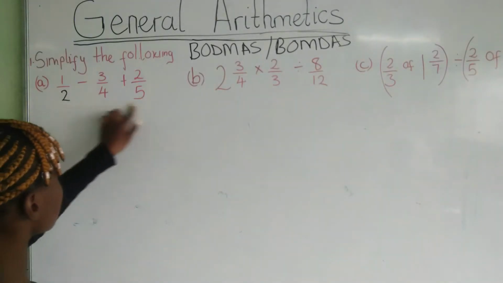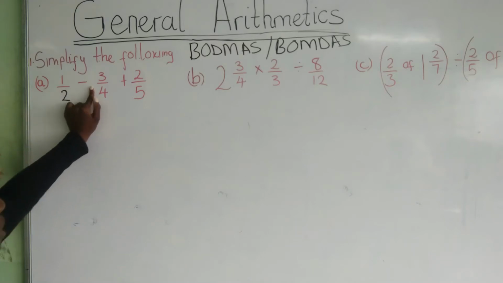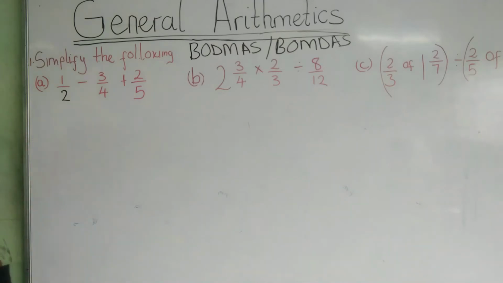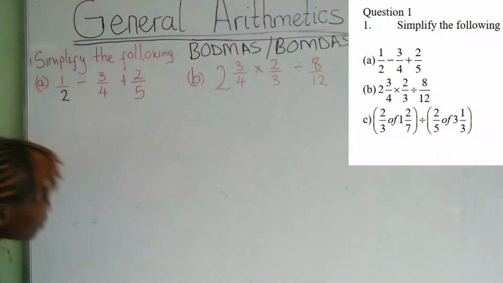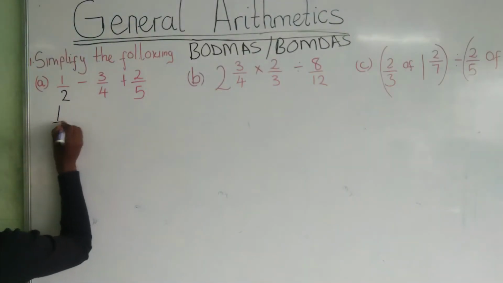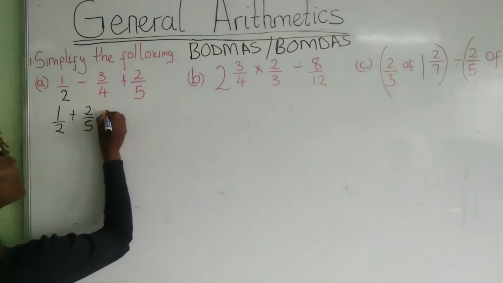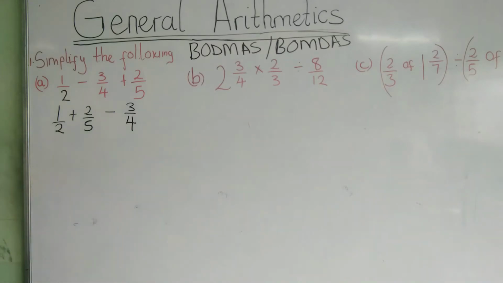Okay, solving this kind of summation, we know that here this is positive half, this is negative 3/4, and this is positive 2/5. So we start with the addition of the positive values first. I'm going to say half plus 2/5 minus 3/4, like this.